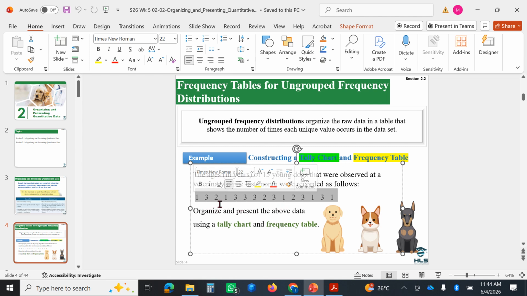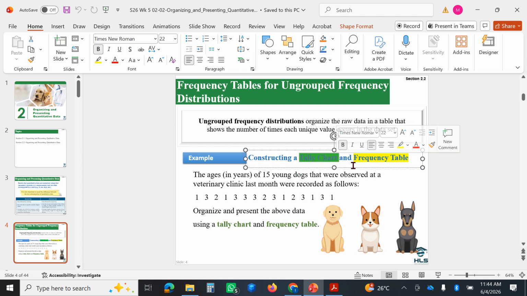I've got a bunch of 1s, 2s, and 3s all in mashed potatoes. Your job is to organize this and let the numbers sing. What do the numbers have to say? It's all about organizing the data. We're going to use a tally chart, which we introduced previously, and a frequency table. So have a look.